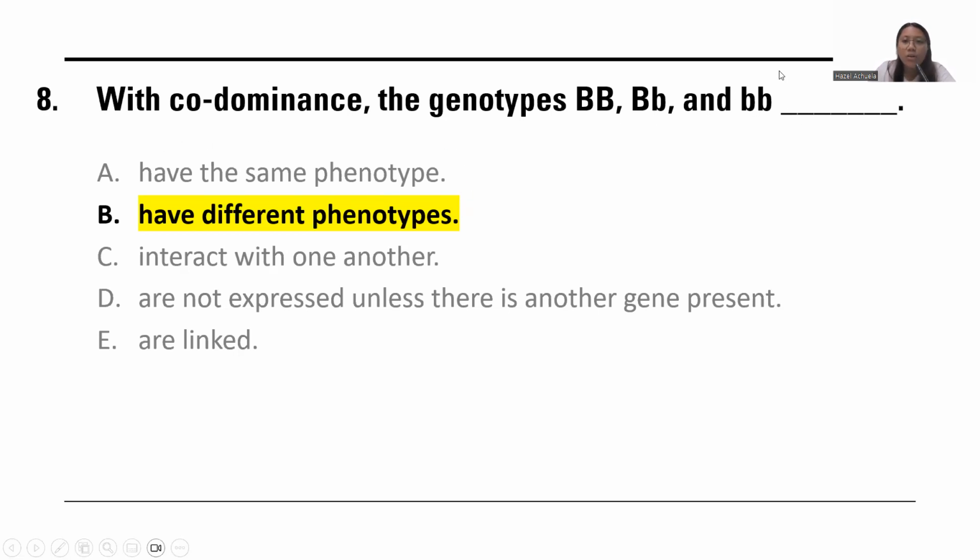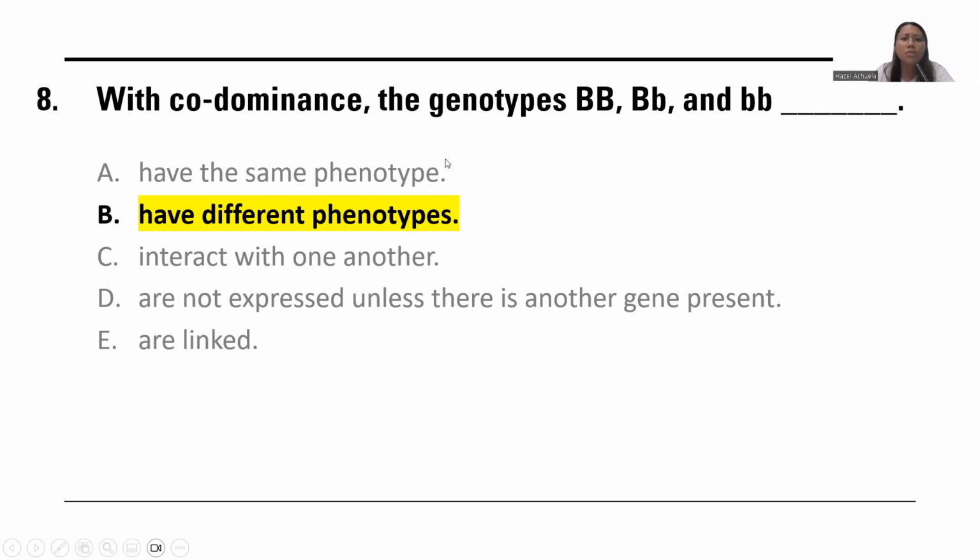Bakit? Kasi you have here, kung ang tanong lang is the genotypes, homodominant B, and hetero B, tama yung letter A. Pero meron tayong homorecessive B dito. And we know that the dominant phenotype is not the same as the recessive phenotype. Okay? So, ang tamang sagot dito ay letter B. Nakapag-produce tayo ng ibang phenotypes with these 3 different genotypes.